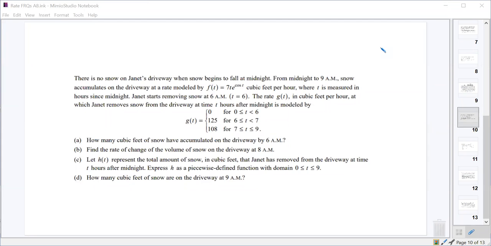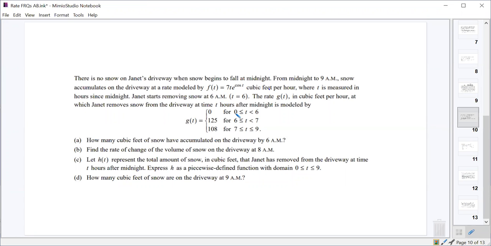Just real quick, part A, just for fun, how much snow accumulates on the driveway by 6? Well, that's just the integral of the amount that accumulates from 0 to 6. So it'd be the integral of f of t from 0 to 6. And the rate of change of the volume of the snow on the driveway at 8 a.m. would just be the value of f of 8 minus the value of g of 8. So that should be pretty quick and easy to get through A and B, I would hope. And then part C is where it starts to get a bit more complicated.